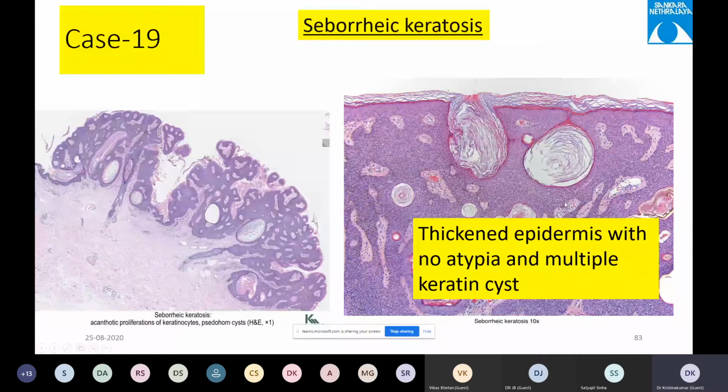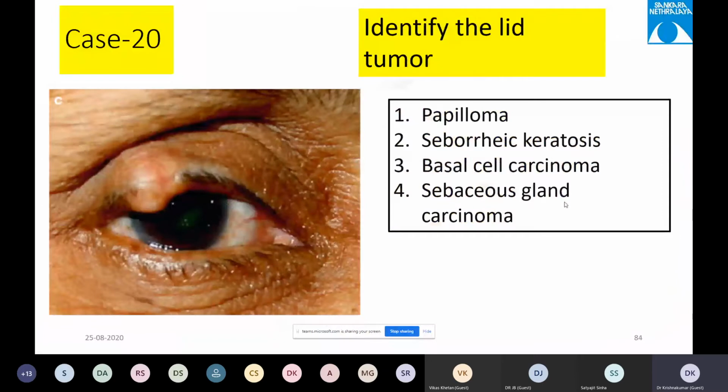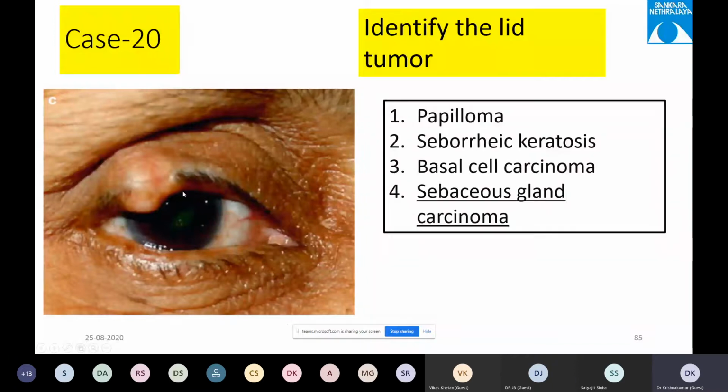What is this? Elderly man with a nodule in the upper lid with a loss of eyelashes. What is it? Is it papilloma, seborrheic keratosis, BCC or SGC? Whenever you see something like this with a loss of eyelashes, always think of sebaceous gland carcinoma. It's a very, very dangerous tumor.